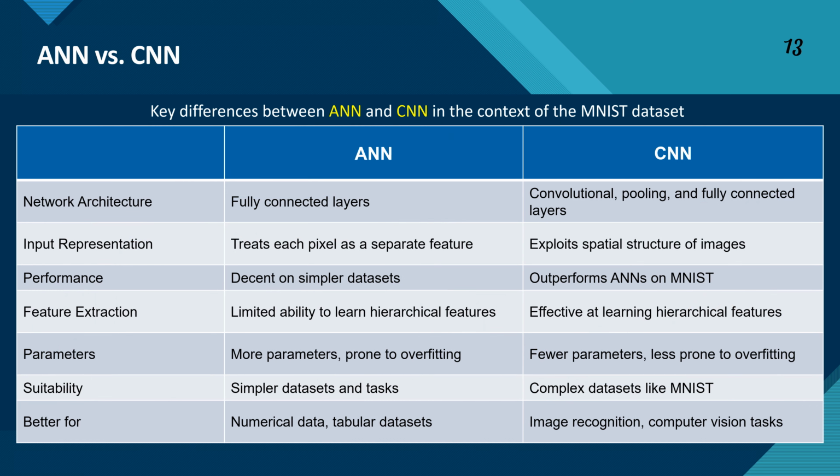Now we can clearly see the difference between these two models. ANNs use fully connected layers and treat each pixel as a separate feature, making them better suited for simpler datasets and tasks. However, they have more parameters, which increases the risk of overfitting. CNNs, on the other hand, use convolutional and pooling layers that capture the spatial structure of images, allowing them to learn hierarchical features and excel in image recognition. They also have fewer parameters, making them less prone to overfitting. In short, CNNs are the better choice for complex datasets due to their performance in image recognition tasks.